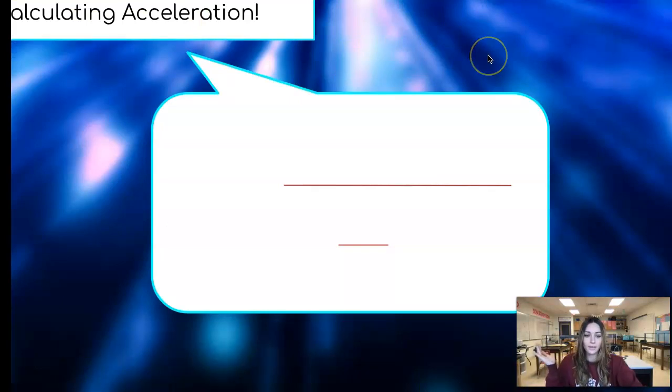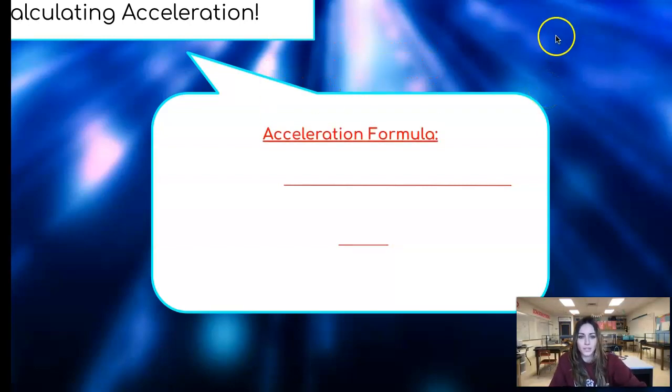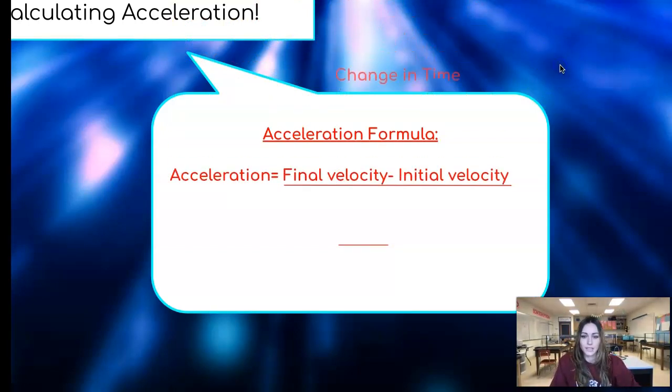Now, in order to calculate acceleration, we of course need to know our acceleration formula. If we think about acceleration in terms of speed, we can think of it as a change in an object's speed per unit time. For that reason, it makes sense that our acceleration formula is acceleration being equal to the final velocity minus the initial velocity divided by the change in time. This means that acceleration is equal to how much that object's velocity changed over a given period of time.